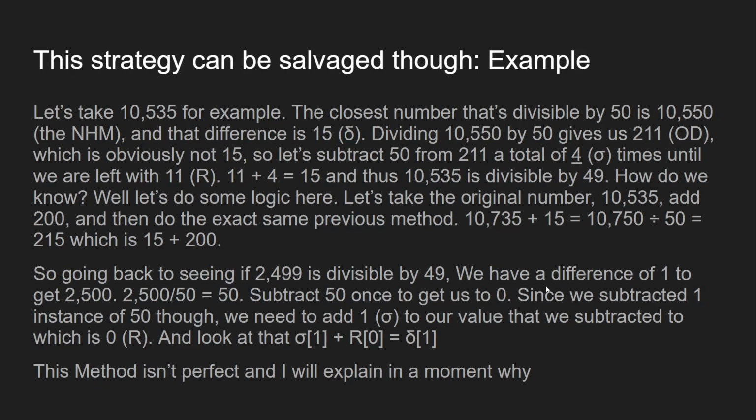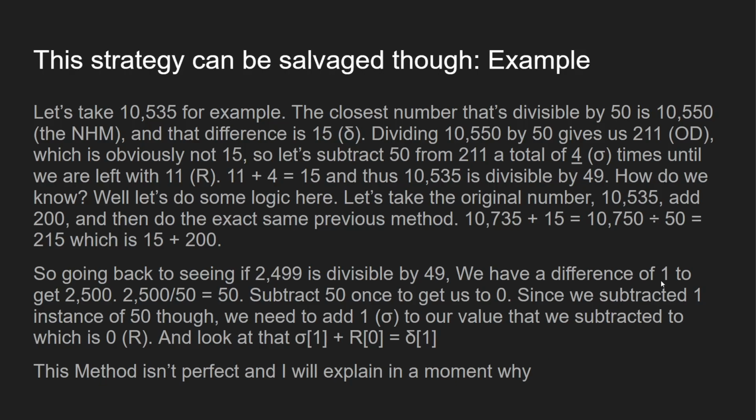So how many times do we have to subtract 50 from 50? Once. So we subtracted 1 instance of 50. Then we're going to add 1 as our sigma, because that's how many times we subtracted. The amount of times we subtracted 50 is 1 time. So we're going to add the amount of times we subtracted to our remainder, which is 0. So 1, which is our sigma, plus r, which is our remainder of 0, is delta, which is 1.